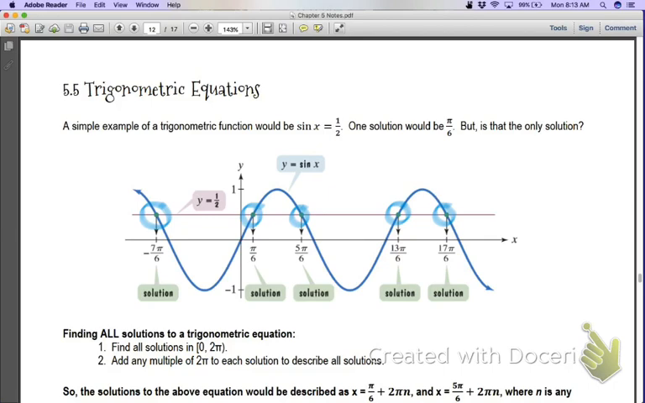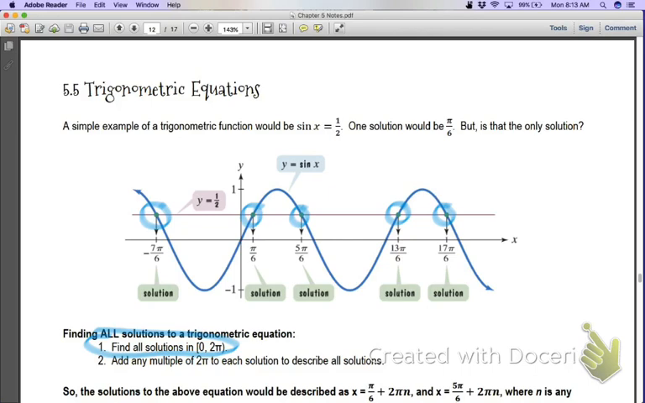Same way whenever it's 0, whenever it is -1, whenever it's +1. There are various spots where those same values are going to be seen over and over again. So whenever we find solutions, you've got to pay attention to where we are talking about: when does the period begin, when does it end? So from 0 to 2 pi, it's going to have multiple answers and multiple values.